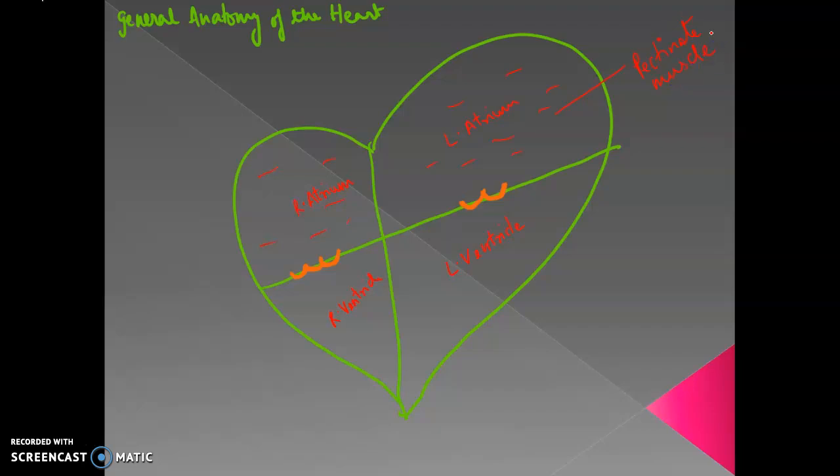Okay. Now in between the right atrium and the left atrium, there is this green partition, right? I'm now marking this with red. And the partition between these two chambers is called a septum. And in this case, this is called interatrial septum.